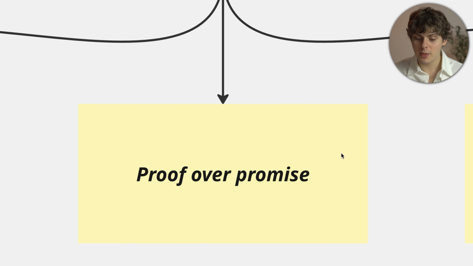The second thing to keep in mind is proof over promise. And the reason for that is that we are in a trust recession. And that means that people are tired of watching those same VSLs over and over again, because the promise will always be the same, right? I will fix this problem for you. But the thing that will differentiate you is your proof, not the promise.